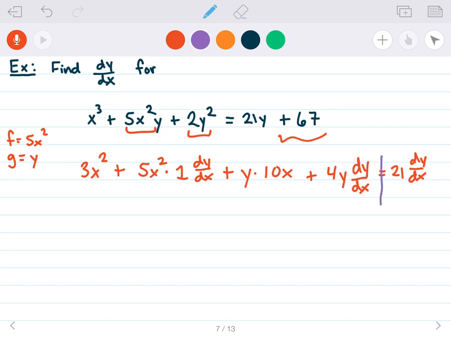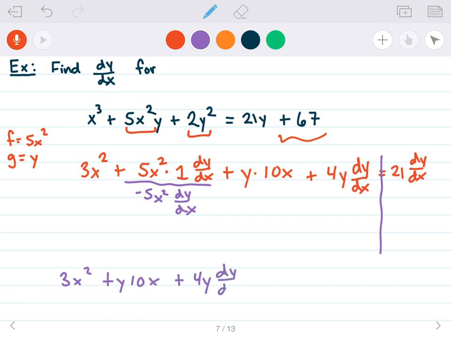Okay, now what I want to do is group my dy/dx things that are stuck together on one side and everything else on the other, so that I can end up dividing everything out. So what I'm going to first do is move this over to the right side by subtracting both sides by this. And I'm not going to write that 1 there, but I'm going to subtract that on both sides. And what I end up getting is 3x squared plus y 10x plus 4y dy/dx equals 21 dy/dx.